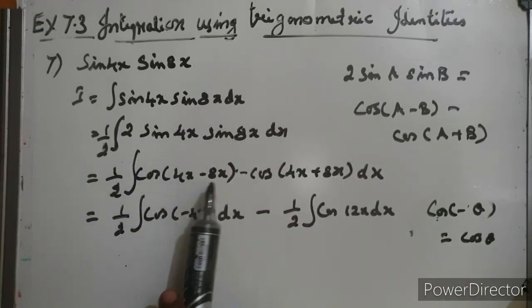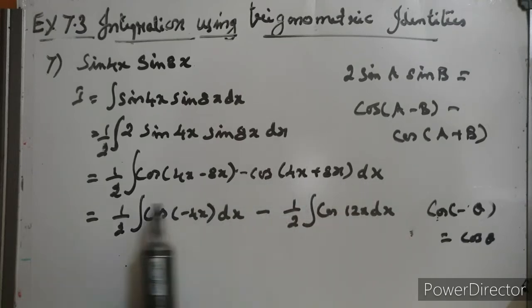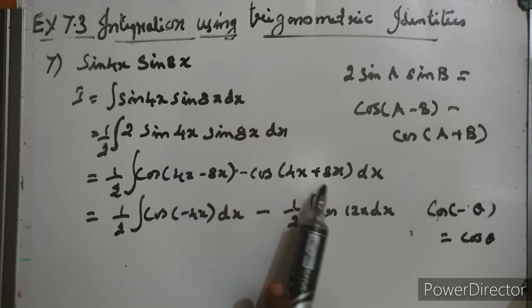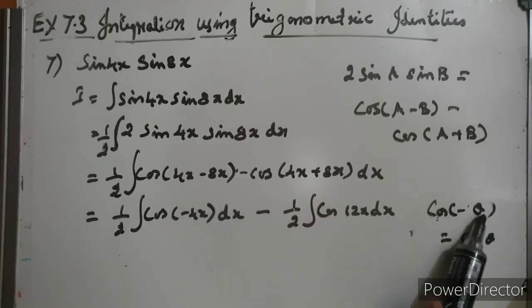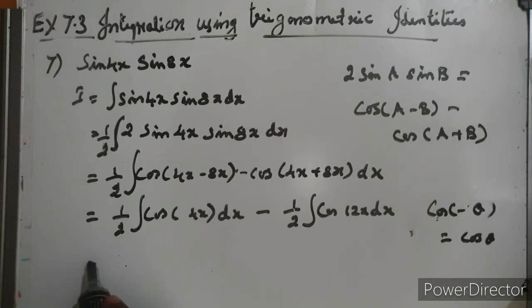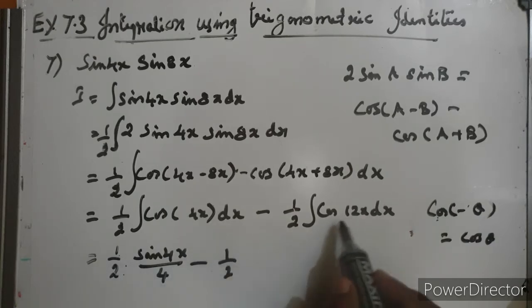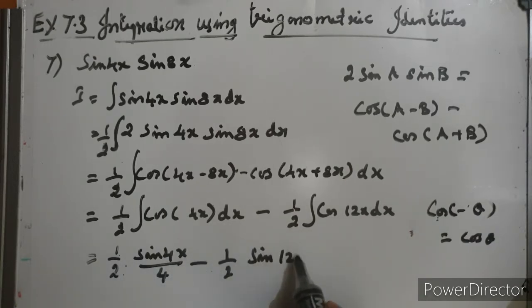So cos(4x minus 8x) minus cos(4x plus 8x) dx. So cos of (4x minus 8x) is cos of minus 4x, minus half of cos 12x dx. Cos of minus theta is cos theta, so I am writing this as cos of minus 4x as plus cos 4x. So when we integrate cos 4x, we get sin 4x by 4, minus half of, when we integrate cos 12x, we get sin 12x by 12, plus c.